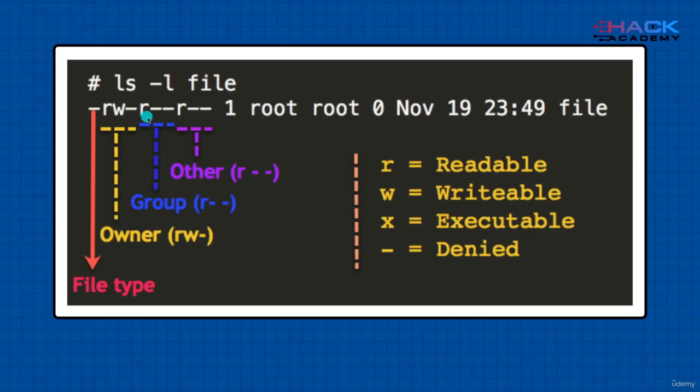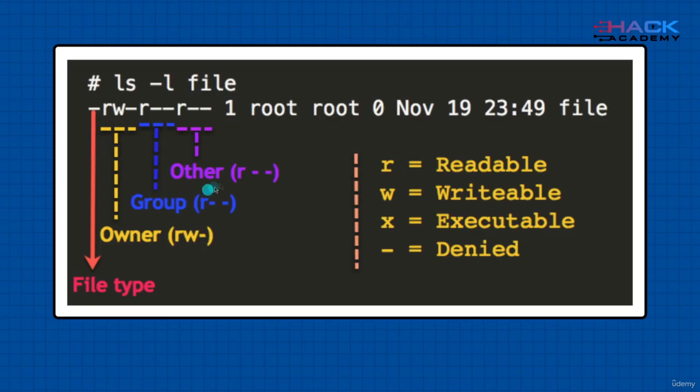The next three characters are for the group, and we can see here that the group has only read access. And the last three characters are for everybody else on the system, and we can see that everybody else has read access too. In other words, the owner of the file can read and modify the file, the group root can only read the file, and everybody else on the system can only read the file.